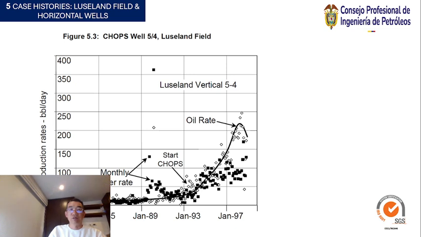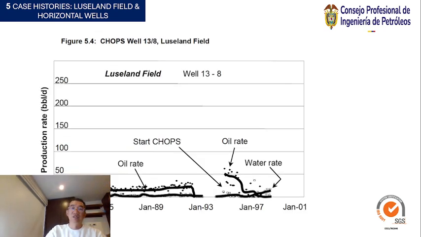Figure 5.3, CHOPS well, 5.4, Luseland field. This well is the same as the whole field of Luseland. After starting CHOPS, the oil rate increased quickly. Figure 5.4, CHOPS well 13, Luseland field. This well is not good after starting CHOPS.